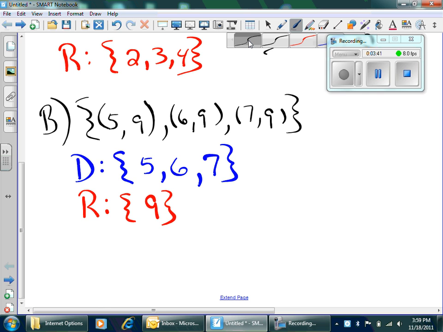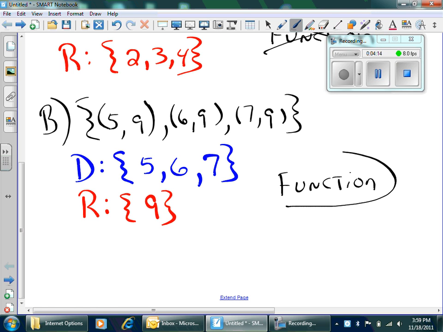Anyway, so there's my domain, there's my range. Is this a function? I'm going to write the word function, and I'm going to determine. Where does 5 go? 5 only goes to 9. Doesn't go anywhere else. That's a good thing. The x value is only going to one y value. Is 6. 6, where is it going? It is only going to 9. 6 is not going anyplace else. That's another good thing. 7 is only going to 9. Very good thing. This is a function.